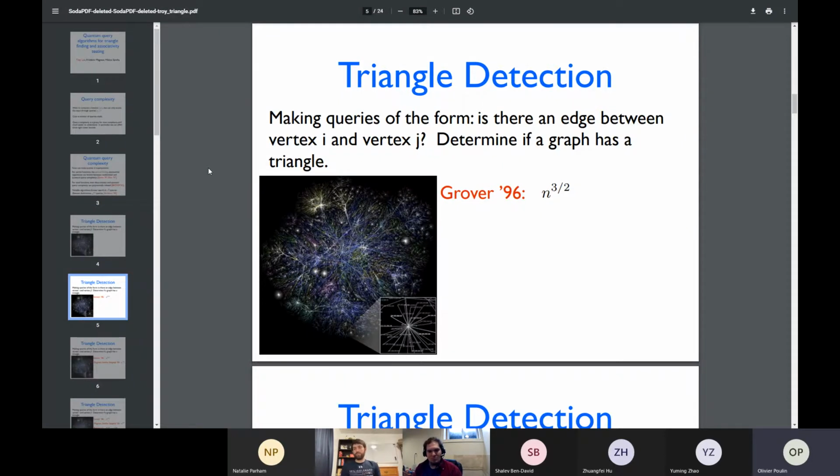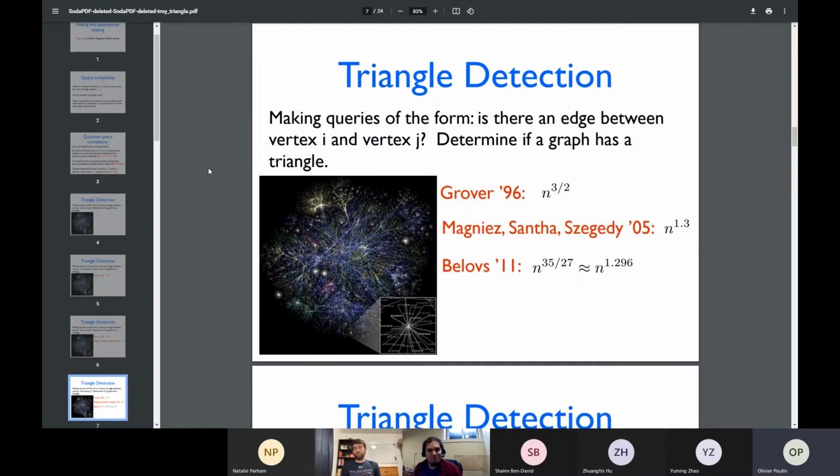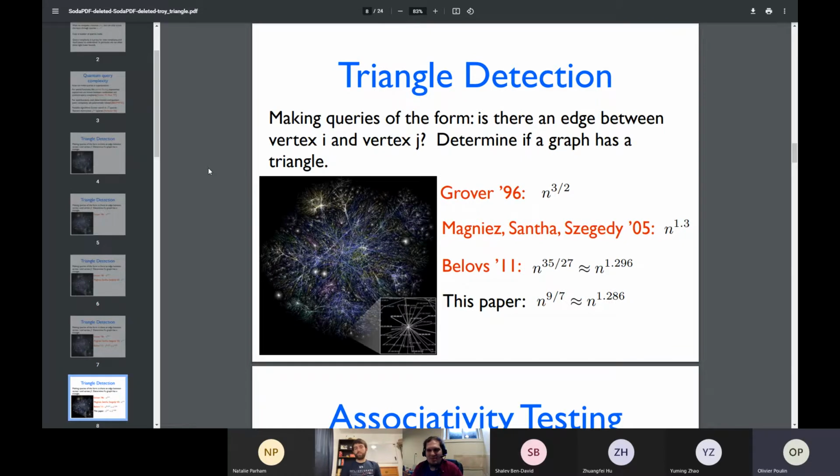So we have a bound there, and then again in '05 with n to the 1.3 queries. I think that paper was called Quantum Algorithms for the Triangle Problem. So that was specifically for this. And then Belovs himself, I believe this is a paper that is going to be presented, where Belovs' algorithm can be used for this problem. That would be n to the 35/27 queries. And then this paper improves this further.